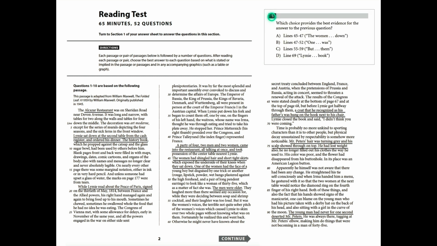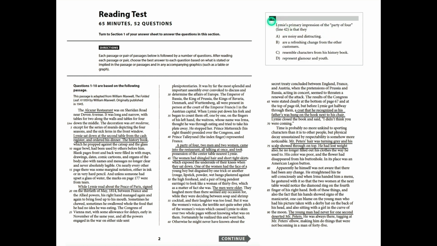They're called command of evidence questions. So what you might want to do when you first are working with the passage is quickly scan the questions and pick out all the ones that have references to lines. And chances are it's going to be a command of evidence question, similar to this, which choice provides the evidence for the answer to the previous question. And the previous question is going to be 4.